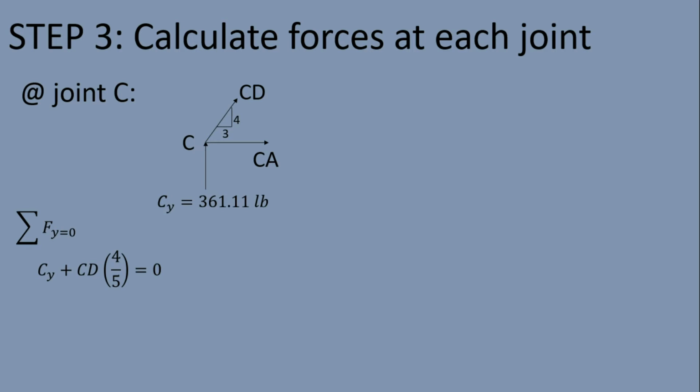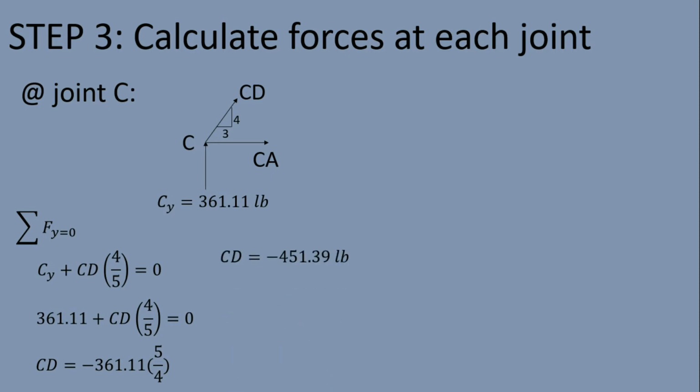Dapat mag-0 yan. So, ang makukuha natin yun, we have 361.11 plus CD, 4 over 5 is equal to 0. So, we will get CD as negative 361.11 na 5 over 4 based on the equation. So, CD will be negative 451.39 pound. Negative, ibig sabihin mali yung direction natin. So, hindi siya tension. Siya ay compression, pabaligtad. So, pag ganyan yung force natin, instead na paangat, papush siya doon sa point C.